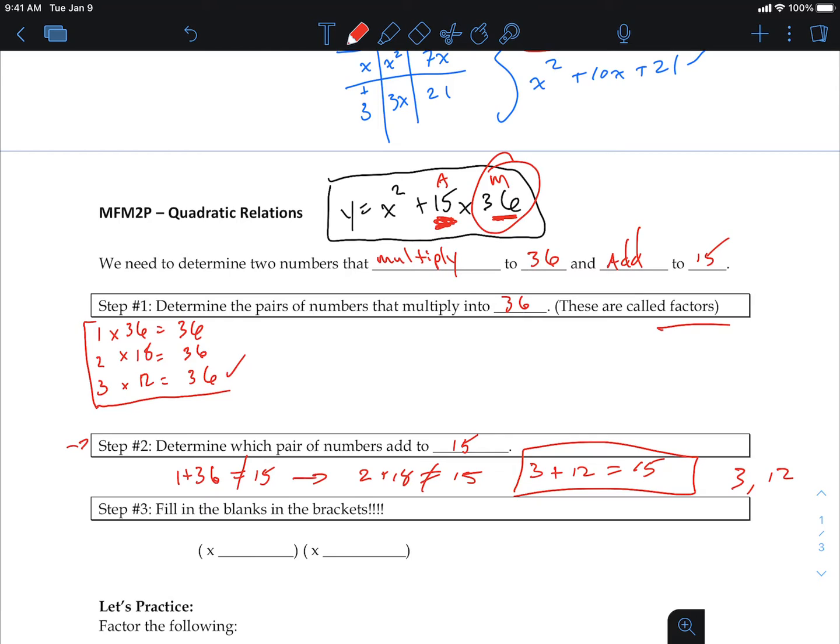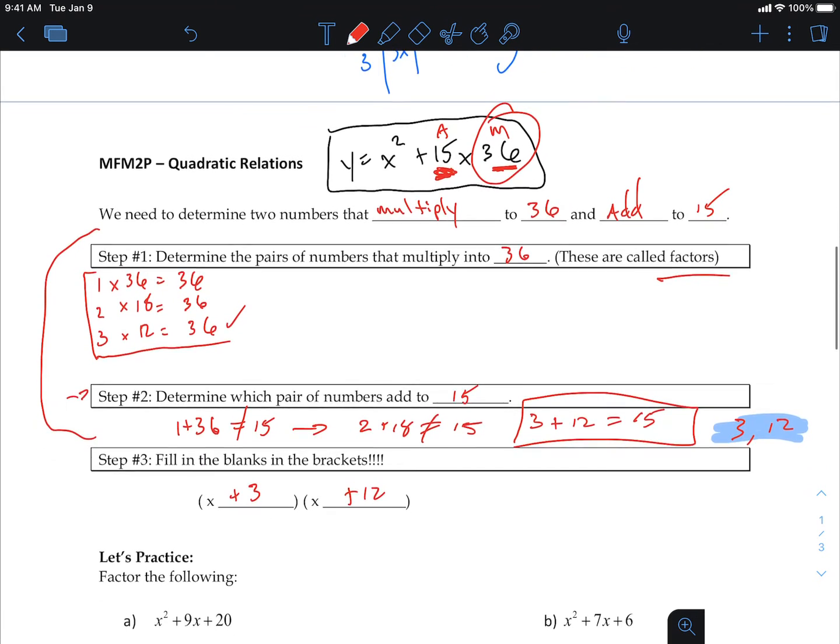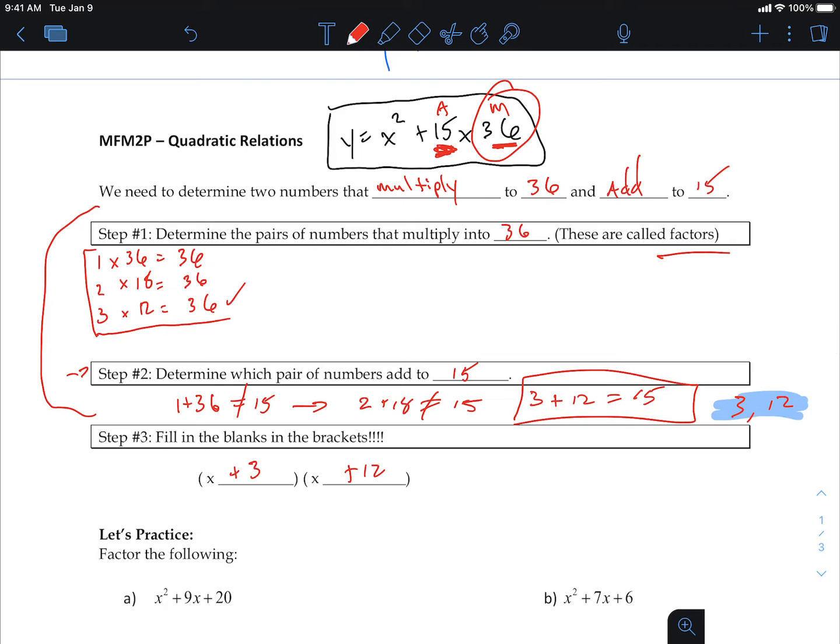To finish off, this is the hard part. Steps 1 and 2 are the hard part. It just involves some thinking. Step 3, once you find these two numbers, you get to go like this. And you're done. If you were to expand these, like what I showed you here, if I wrote them in a table and you expanded it, you'd get the question back.